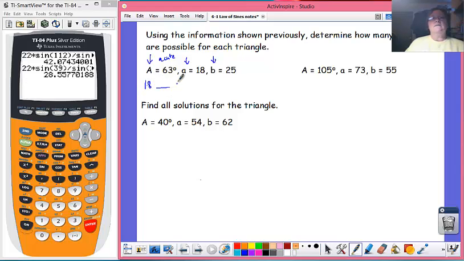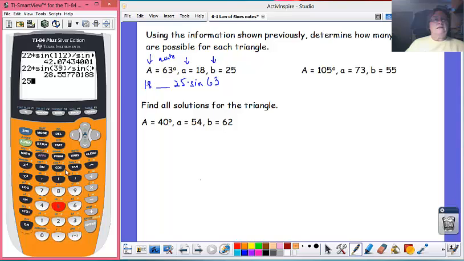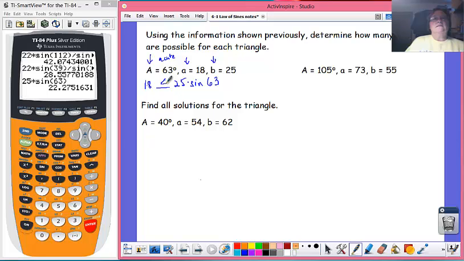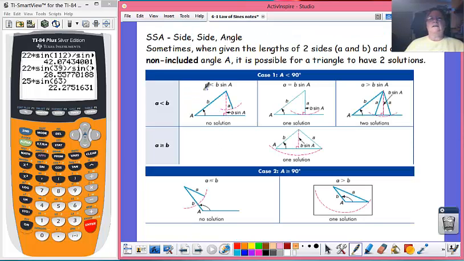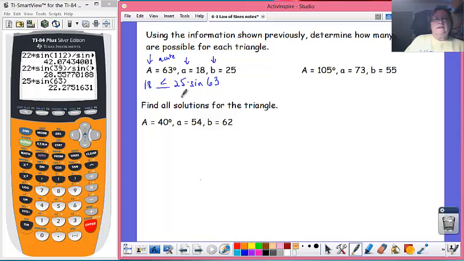How does 18 relate to 25 times the sine of 63? And we can do the math here. 25 times sine of 63 is 22. That means that our 18 is less than 25 times the sine of 63. Now I think I remember that that means there is no solution, but I'm going to check. Yep, if A is less than B sine A, no solution. So there aren't any possible solutions in this scenario.